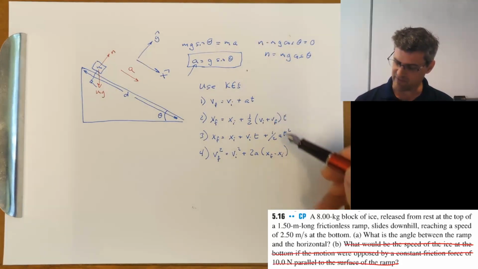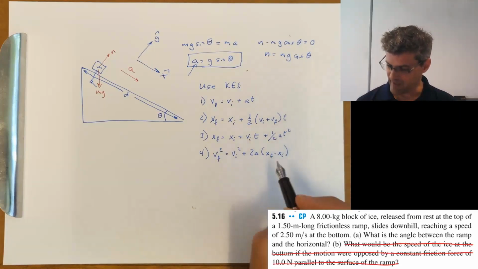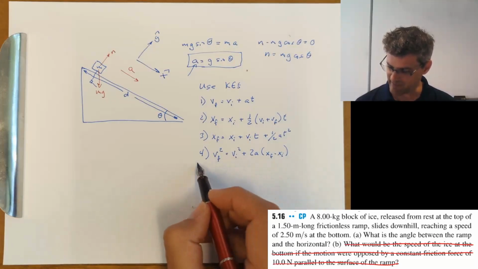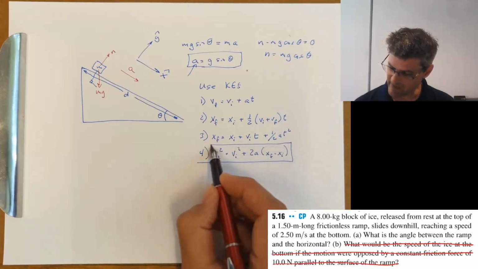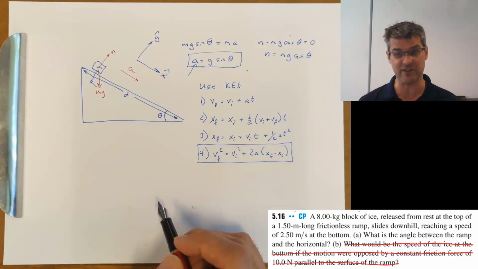Now each of these first three equations, we need to know something about the time. And I don't know how long it takes to get to the bottom of the ramp. I do know how long the ramp is. I do know what the speed is at the bottom. I can use this kinematic equation to find the acceleration, or an expression of the acceleration.